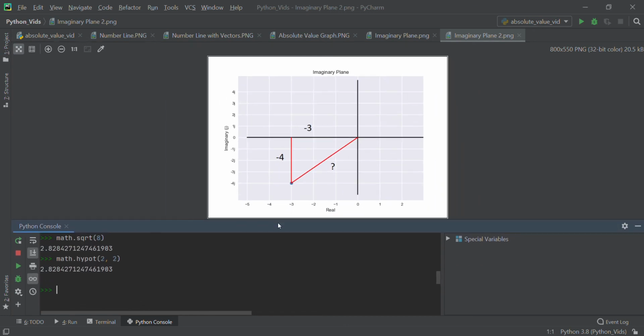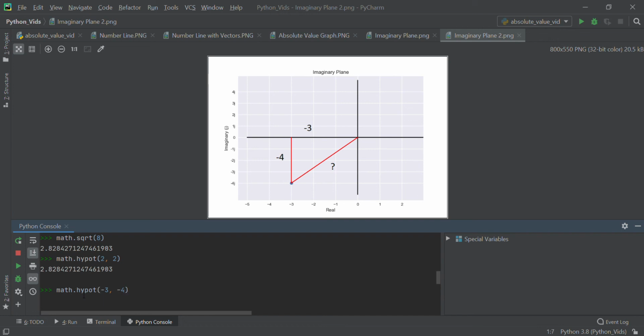And so we can do the Pythagorean theorem here again. -3 squared plus -4 squared equals c squared, square root of c. But we're using Python here, so let's just go ahead and take the hypotenuse in one fell swoop. And so that's math.hypot of, in this case, a -3 and a -4.